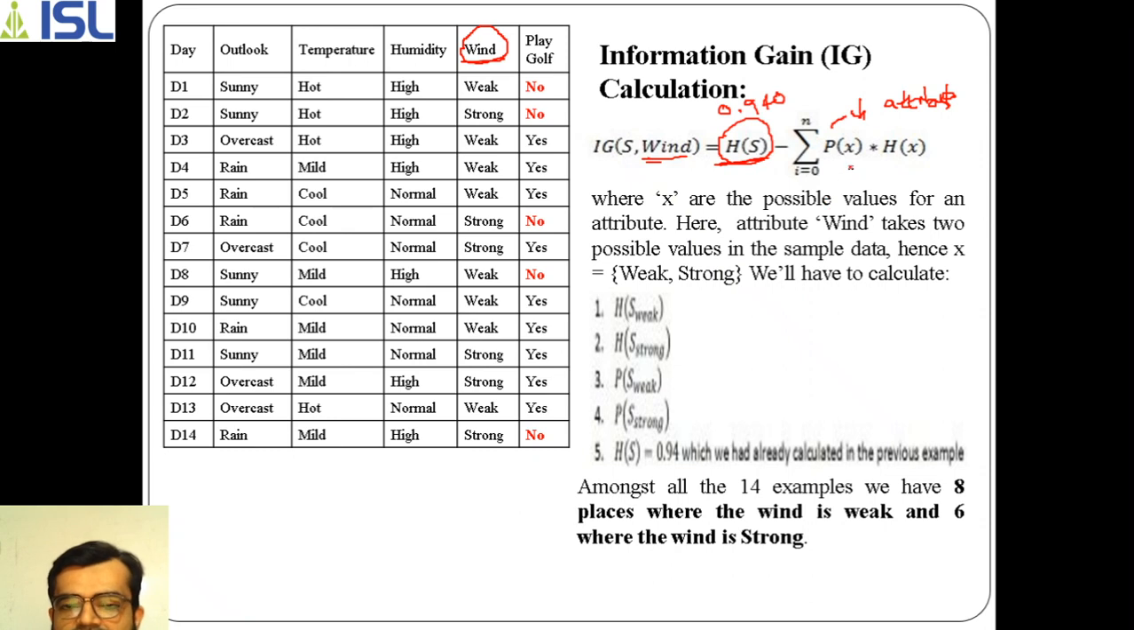Here we need to calculate for the attribute. For the attribute wind, we need to get the values, which are either weak or strong. So we need to calculate the entropy of weak, the entropy of strong, the probability of weak, and the probability of strong. And H of S, as I said, is 0.940, which we have already calculated. All these values are required for calculating the information gain for wind.